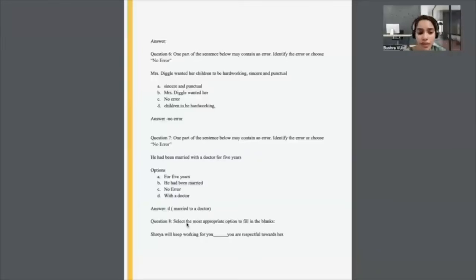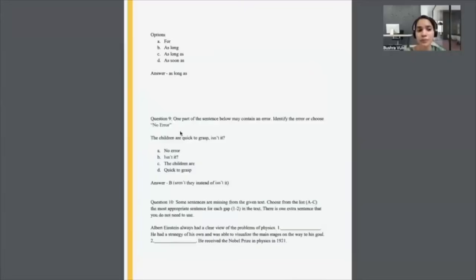Okay. So let's look at the 8th question. Select the most appropriate option to fill in the blanks. Shreya will keep working for you, dash, you are respectful towards her. As long as you are respectful towards her. So the option is C. As long as is something that we use in a sentence that signifies a condition. I am going to be nice to you as long as you get my work done. It comes with a condition. And in statements like these, we use the as long as phrase.